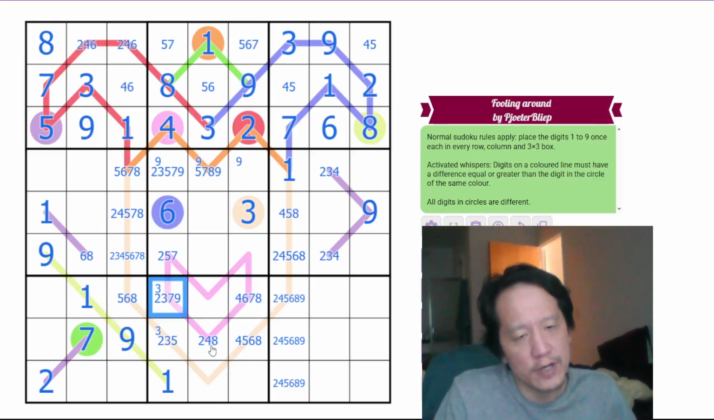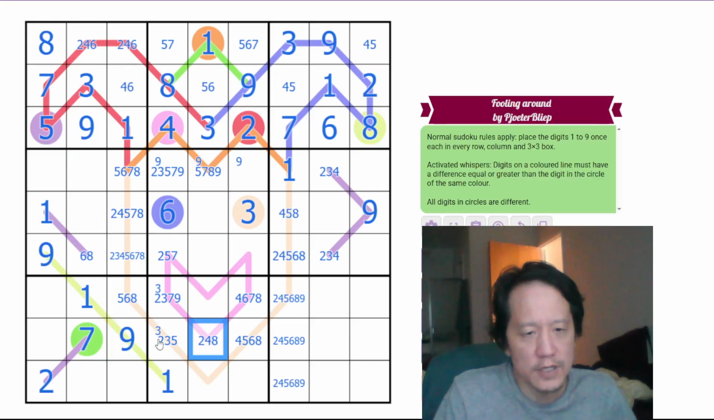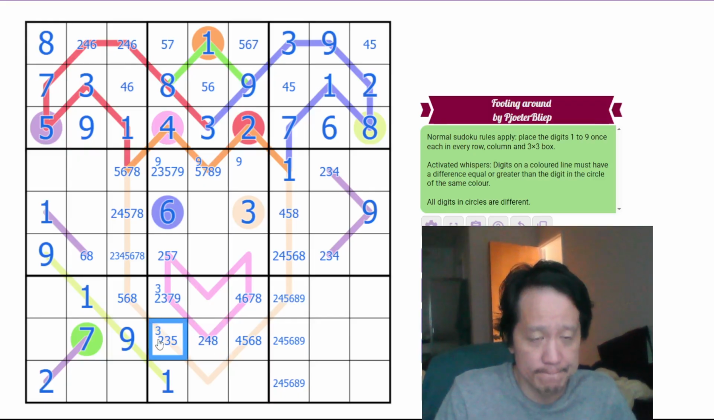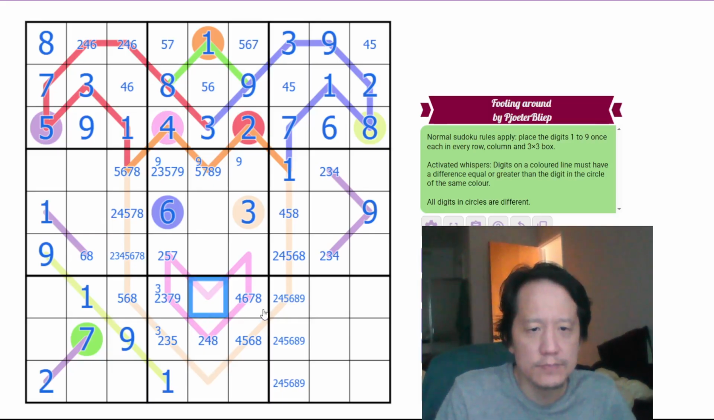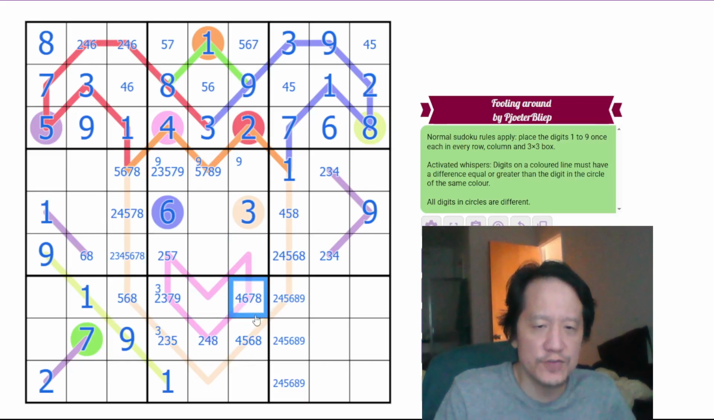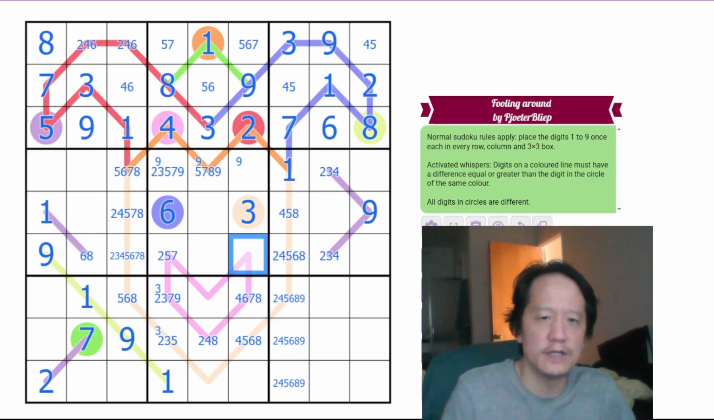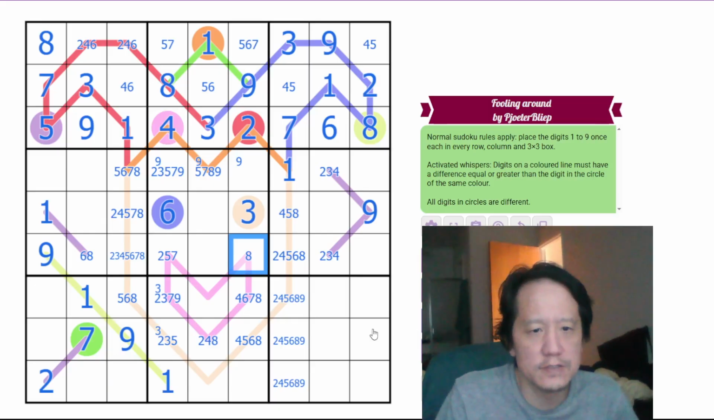If this is 3, obviously this has to be 8. If this is 3, this has to be 6 or 8. But we don't have any other real information or things. If this is 3, this has to be 6 through 9. That's a possibility. If this is 4, obviously this has to be an 8. That's interesting.